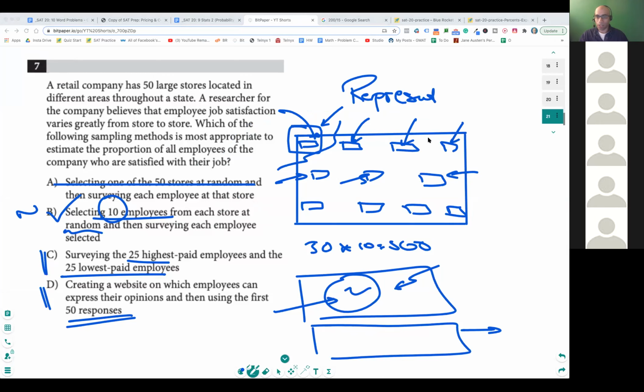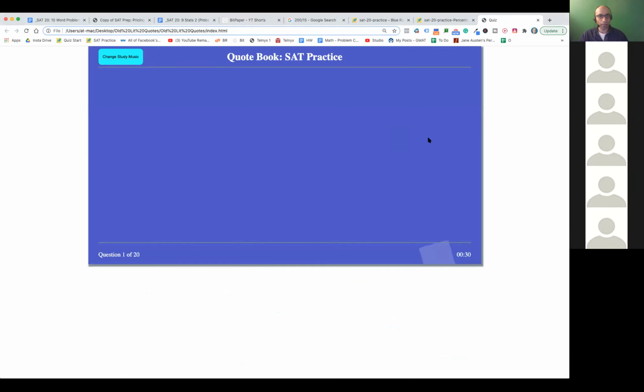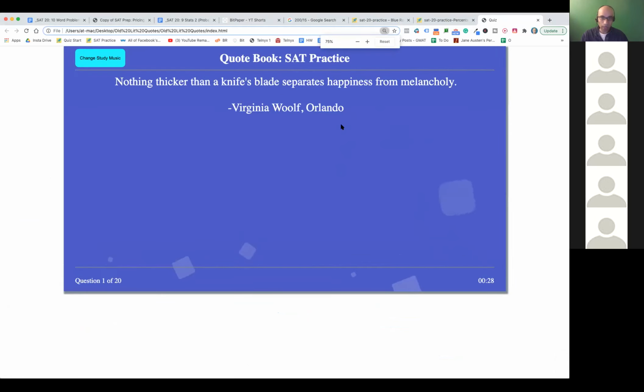So what happens here is, maybe you can think about it like this. Okay, so this is Virginia Woolf, right? It's asking you, what's the meaning of this? Quote quiz. This is a quote book. I made 250 of these inside. So see how you can answer this, right? What is the meaning of this? Nothing thicker than a knife's blade, right? It could be hard for you now, but gradually you'll understand what this means.